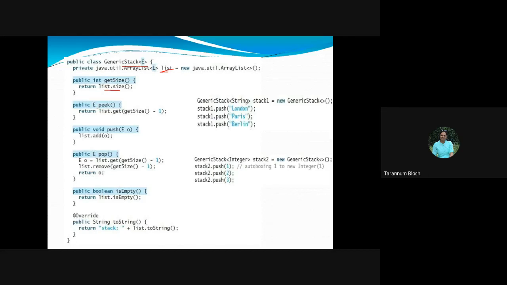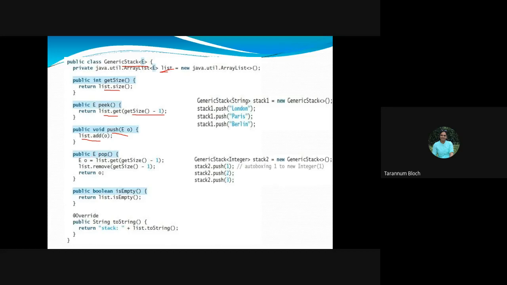We say peek to get the topmost element, so we have to say list dot get size minus 1. Get size minus 1: indexing starts from 0 to size, so size minus 1 is the topmost element. Push is to add a new element. We know that ArrayList has these methods: size, get, add, remove. So we are adding the object.